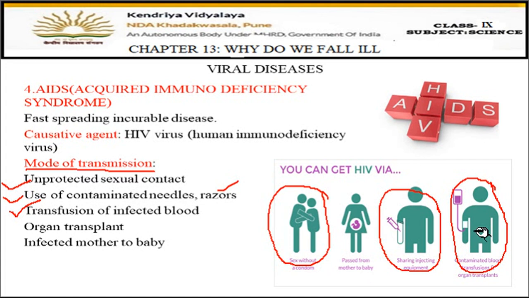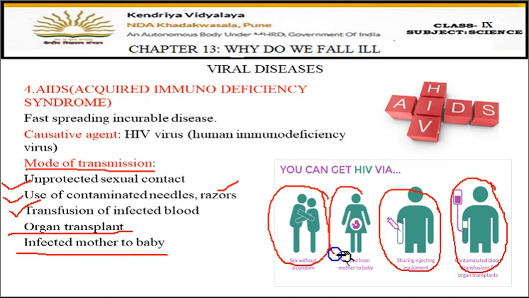So transfusion of infected blood can also be one of the causes. Then organ transplant. Some organ is replaced by a new organ in a human body, and that organ must be tested beforehand for HIV. Then this can be spread from an infected mother to the baby.